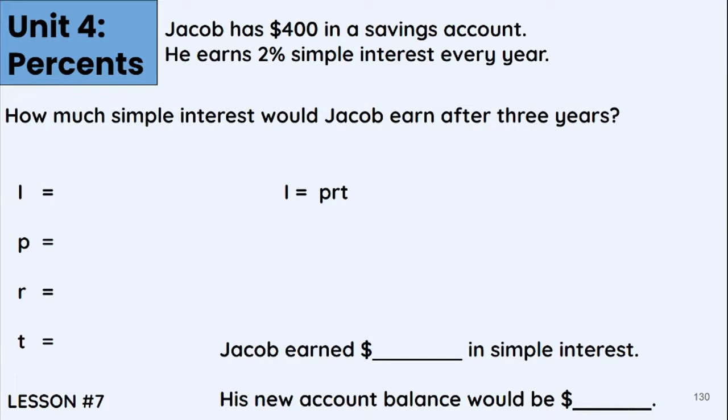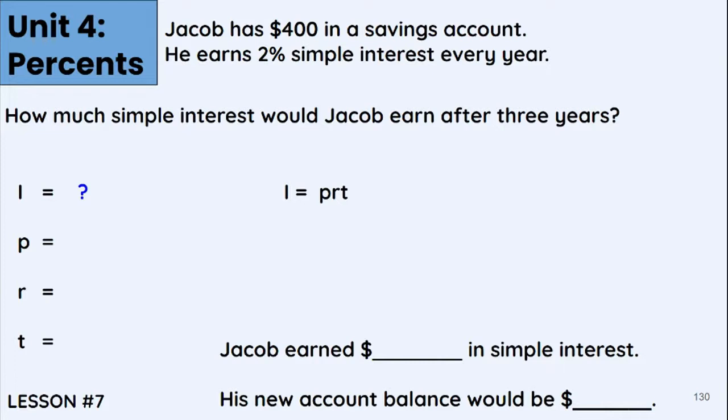All right, so on this next slide, we're going to solve this problem. Jacob has $400 in a savings account. He earns 2% simple interest every year. How much simple interest would Jacob earn after 3 years? So how much simple interest would he earn? I don't know. So for the letter I, I'm just going to write a question mark. That's what we're trying to find.